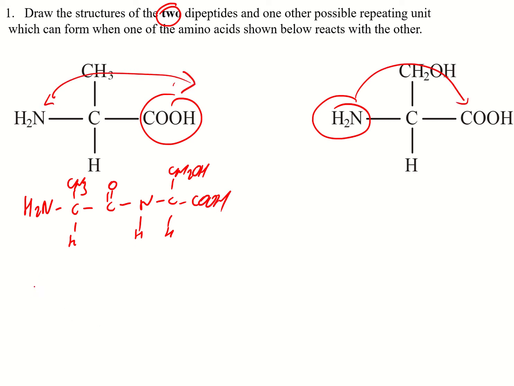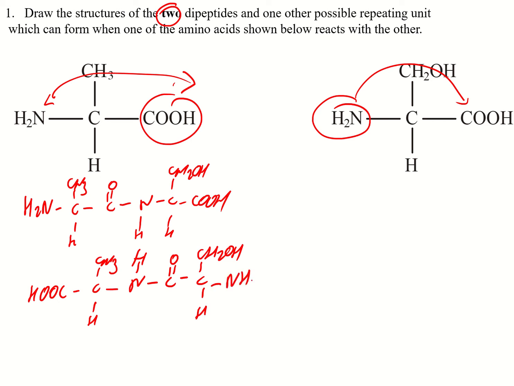Okay, and so we had HC, or HOOC, sorry. CH3, H, this time I'm polymerizing the NH2 group of this one with the COOH group of the other one on the right hand side. Okay, and we end up with 2 dipeptides. Now a lot of people, then the question is, and one other possible repeating unit, which caused all sorts of difficulties to students during this question.